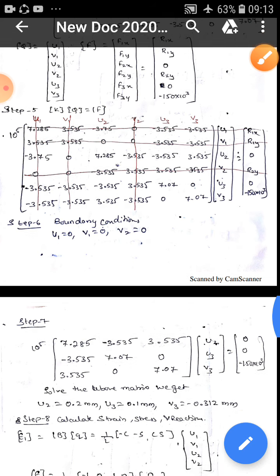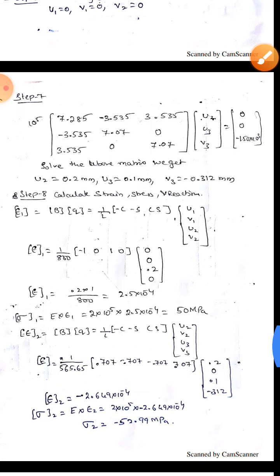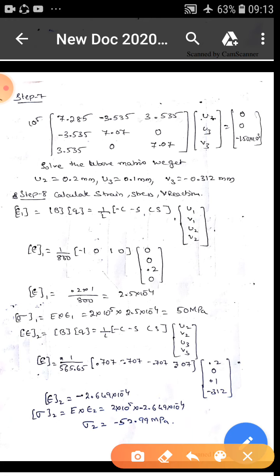Step 7, you have to calculate the displacements. So I have written the reduced matrix directly, and the displacements to be determined are u2, u3, v3. Solve the above matrix by using the elimination method or anything, and you will determine u2, u3, v3. After determining u2, v3, u3, calculate the strain. Strain is B into q.